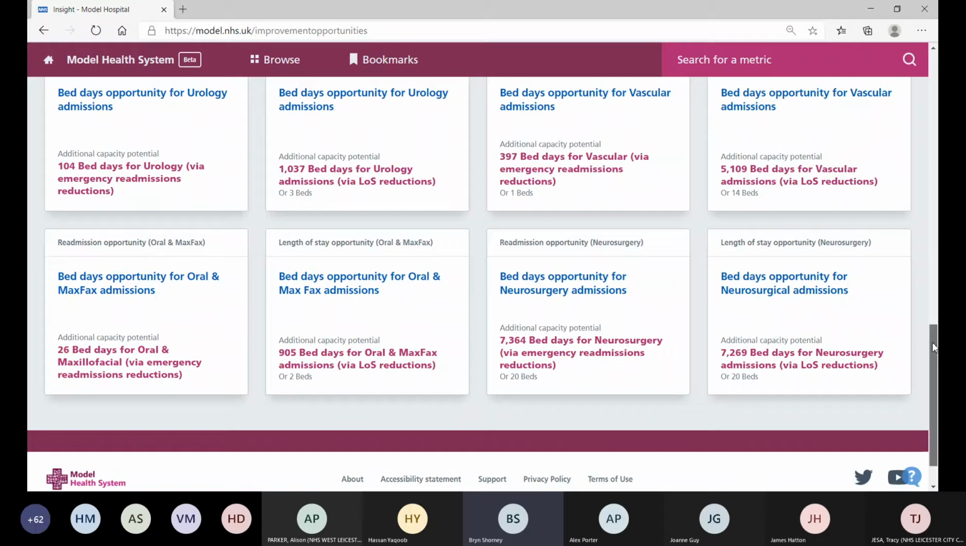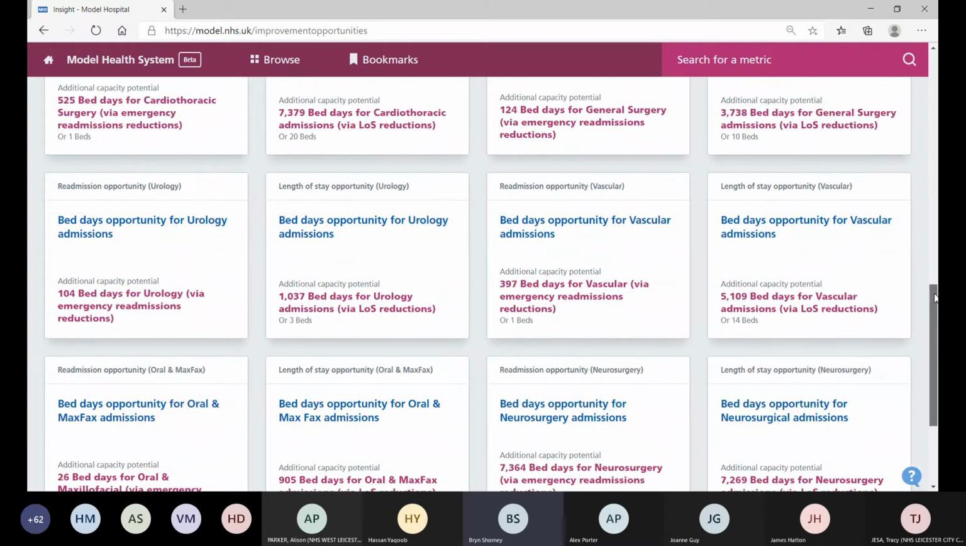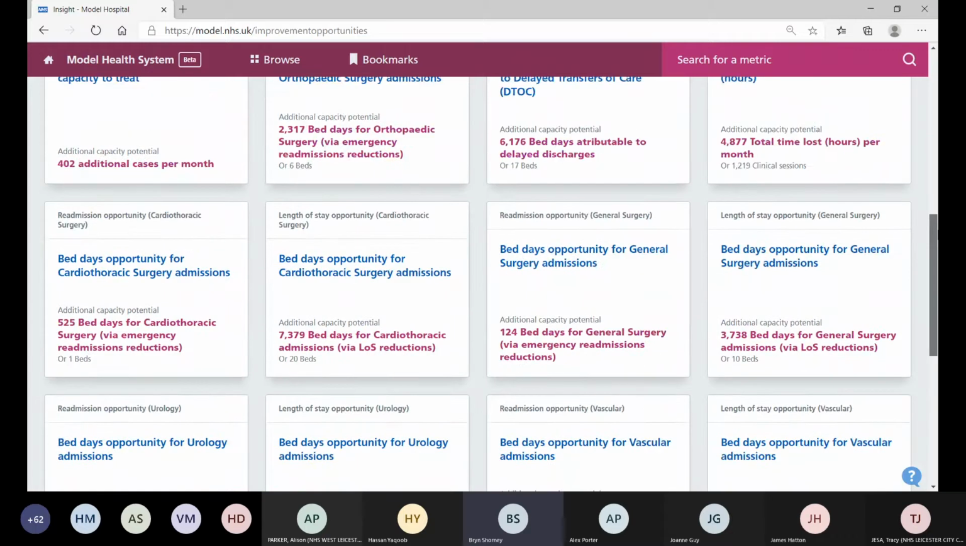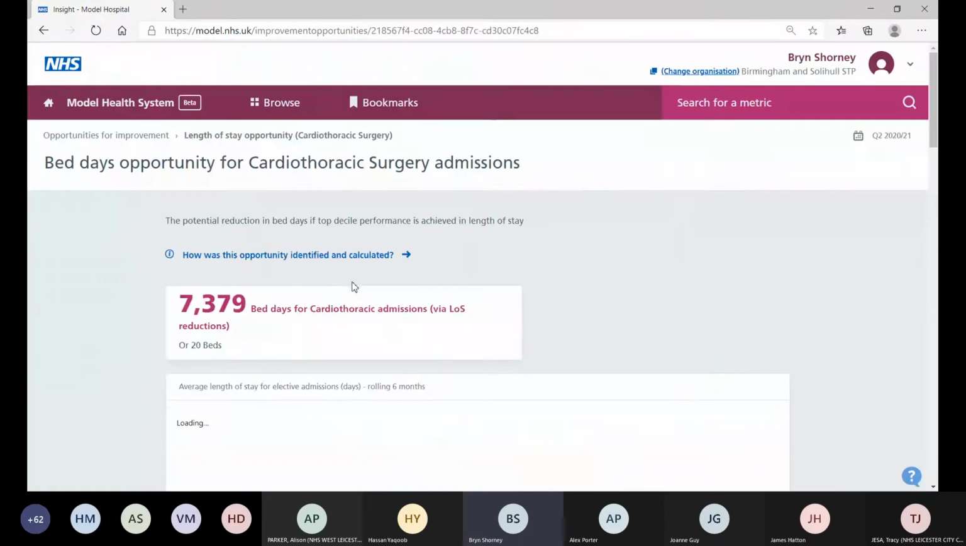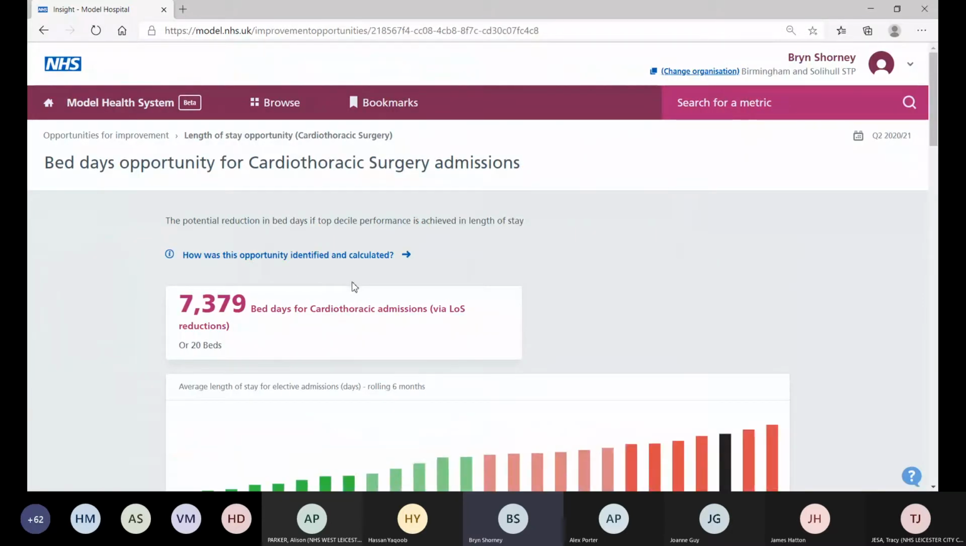So for example, if I pick this length of stay opportunity for cardiothoracic surgery, again, hopefully this won't be too slow. For Birmingham and Solihull STP, this is showing a potential opportunity of 7,000 bed days via reducing length of stay for cardiothoracic admissions. You can see that it's translated that to number of beds per year.